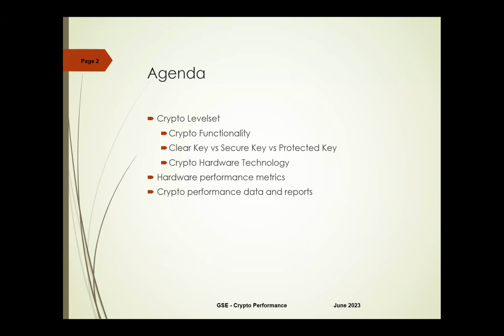So I want to start off by talking about just some background information to kind of level set people and to remind you that there are a lot of things that can impact your performance when we're looking at crypto. And so I want to cover a couple of those just to give you some background. And then we'll get in and look at some specific performance metrics that are available from IBM. And then lastly, a couple slides on the performance data, the reports that you can look at and maybe capture some information about what's going on with crypto.